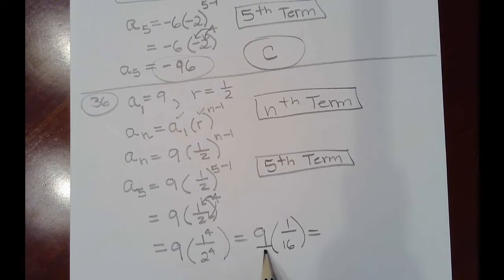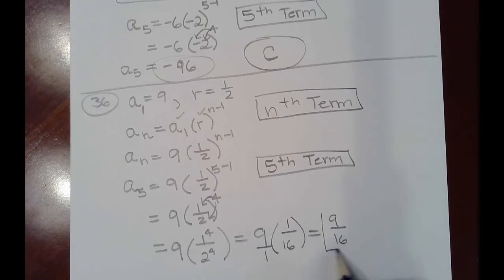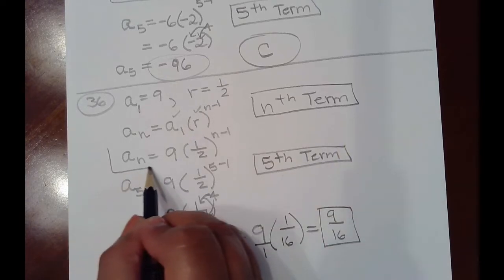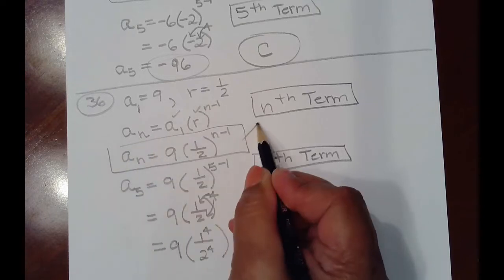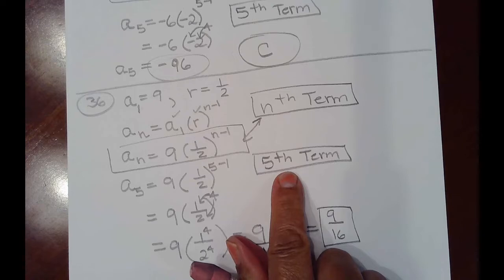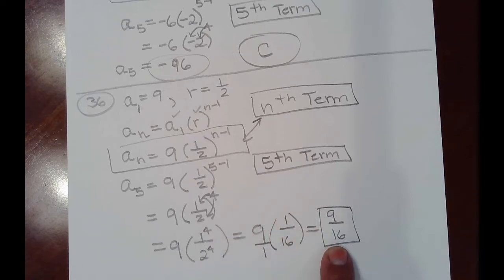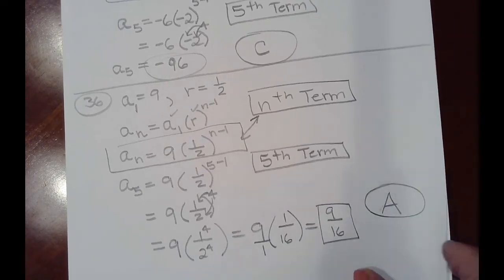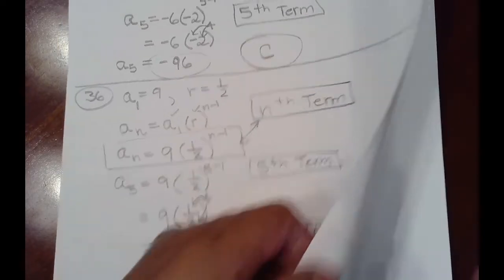Okay, then here you're multiplying 9 over 1 times 1 over 16, and it's top times top when you multiply, bottom times bottom. And this is your fifth term. So the choice for number 36 that had this specific nth term formula and this specific fifth term formula would have been choice A. Both of these answers. Okay, moving to 37.